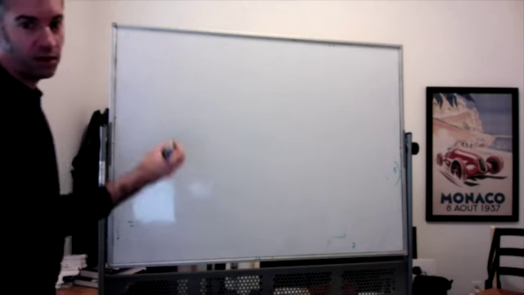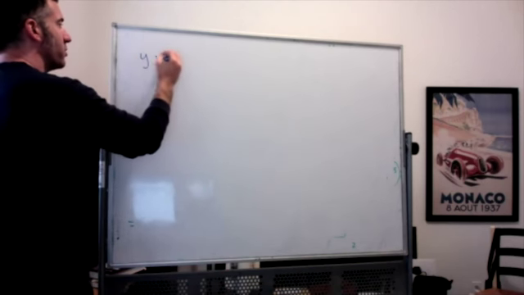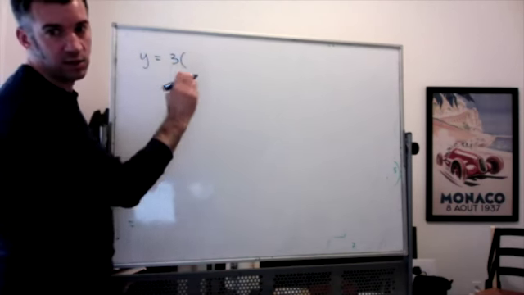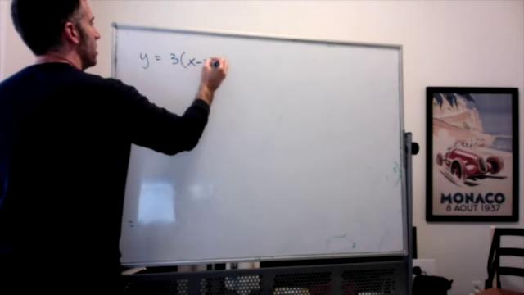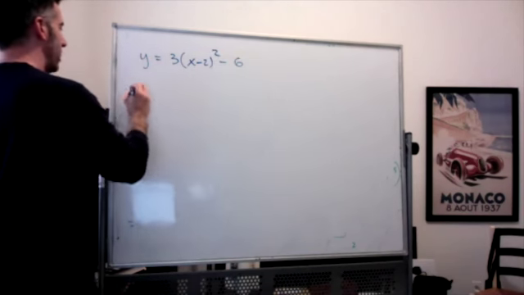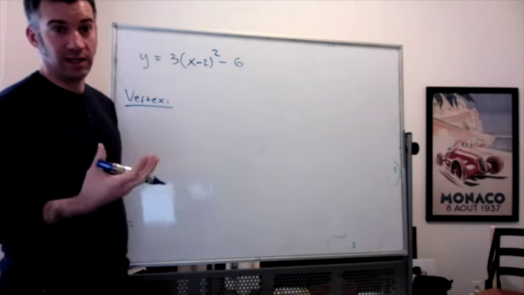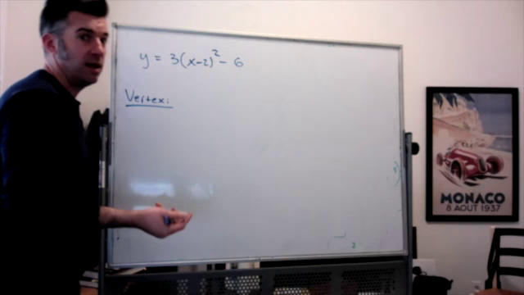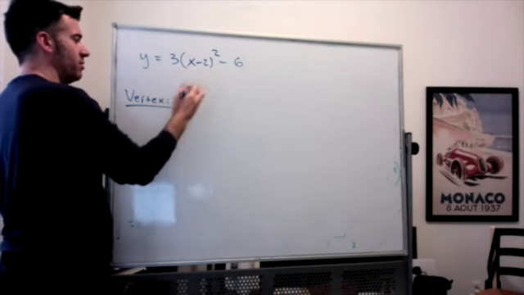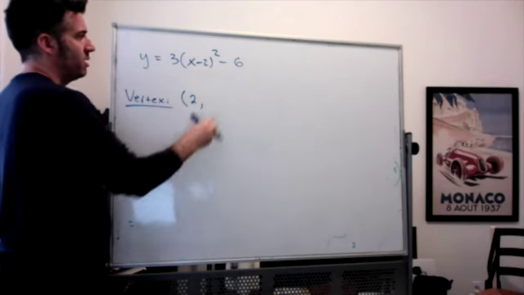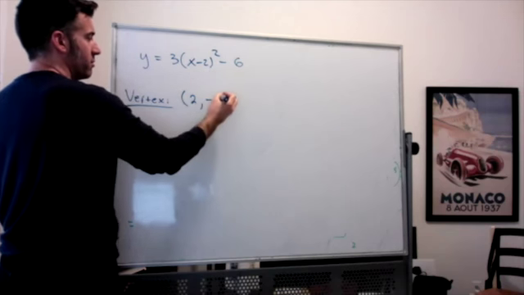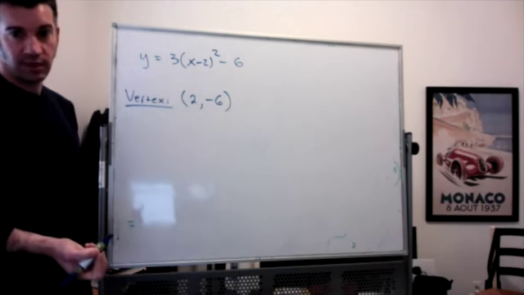Vertex of the parabola, y equals 3 times (x minus 2) squared minus 6. This one has been written in vertex form, so we can readily read the vertex. The vertex is the value of x that makes this 0, so positive 2, and then this is the value of y. That's all we have to do.